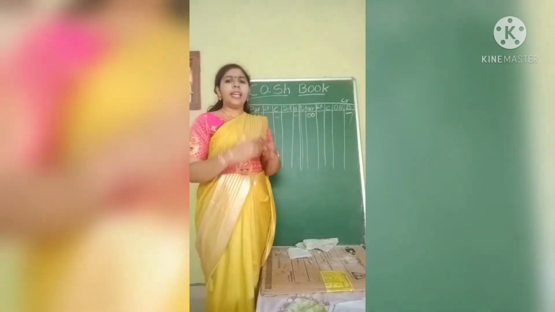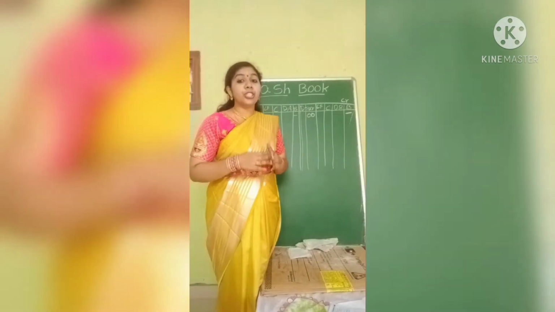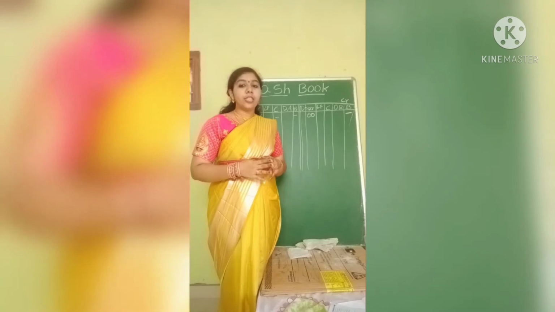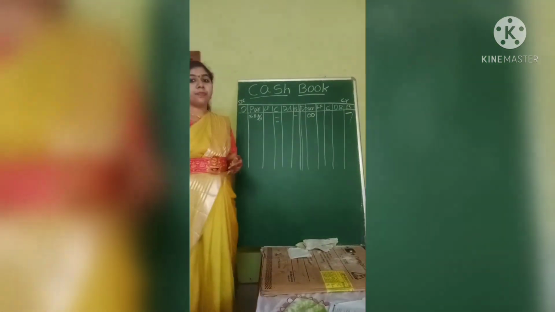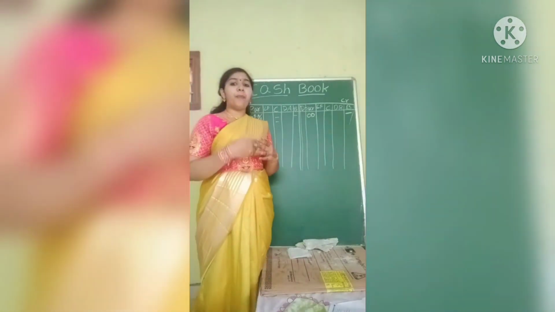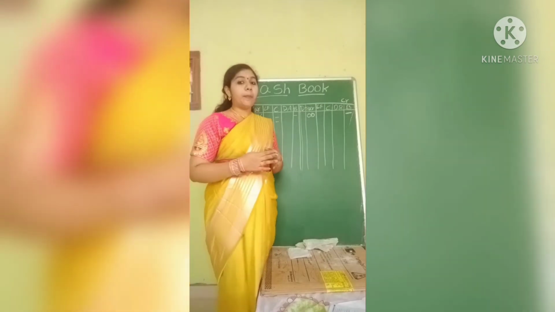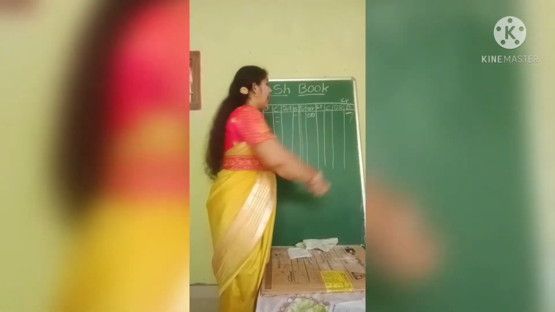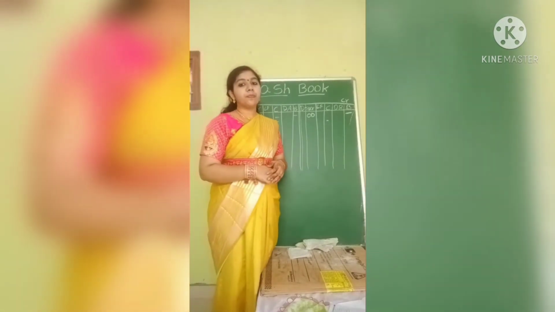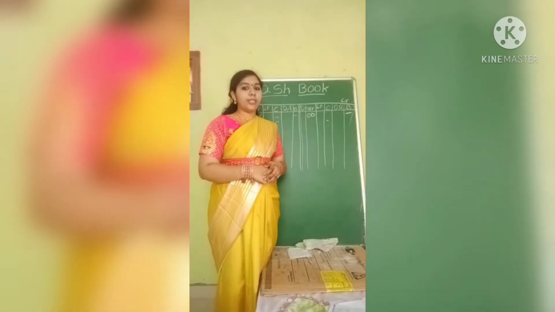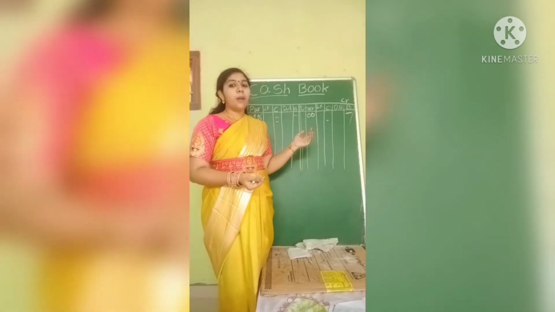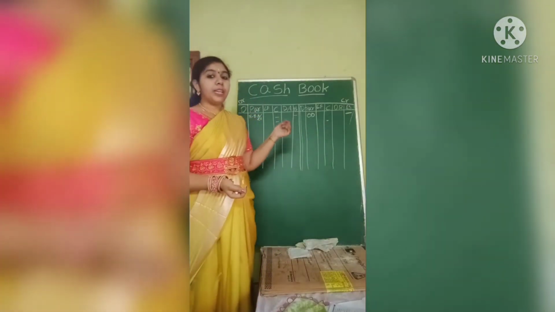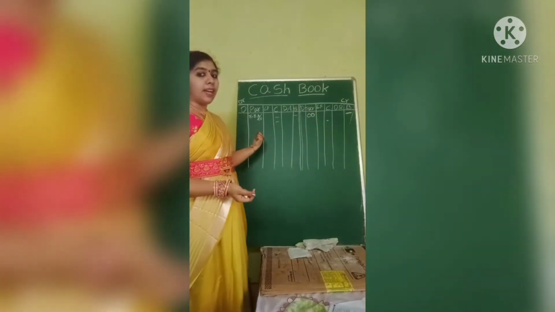And next one, any type of cash receipt should be entered on the debit side in the cash column, and any type of payment should be recorded on the credit side in the cash column. We already discussed this. According to the real account, debit what comes in, credit what goes out. So payments are entered on the credit side and receipts on the debit side.